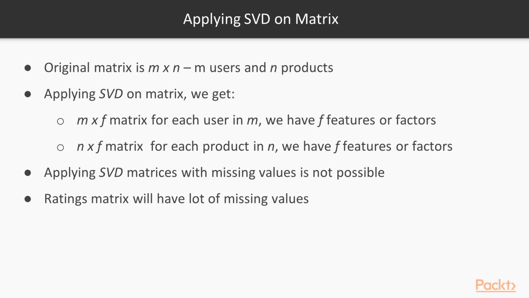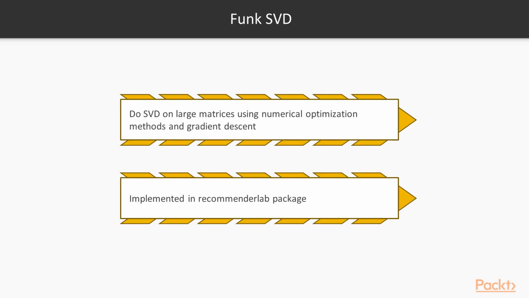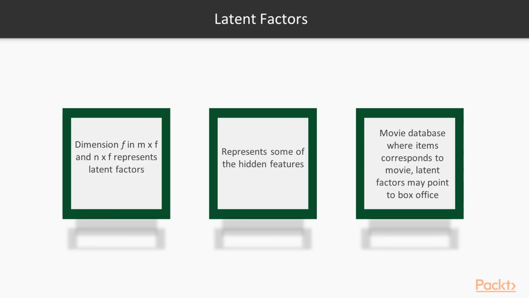Applying SVD on matrices with missing values is not possible. Our ratings matrix will have a lot of missing values. Simon Funk proposed a new method, now called Funk SVD, to do SVD on large matrices using numerical optimization methods and gradient descent. Funk SVD is implemented in the recommenderlab package. The dimension F in M into F and N into F represents the latent factors. Hence, the name of this method is the Latent Factors method.